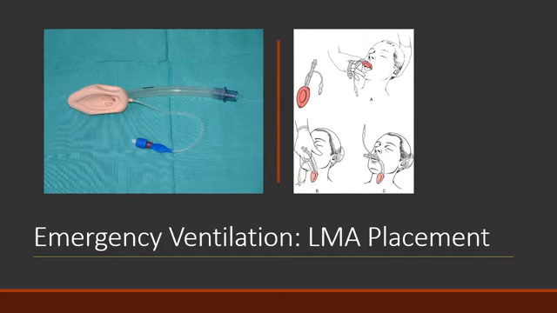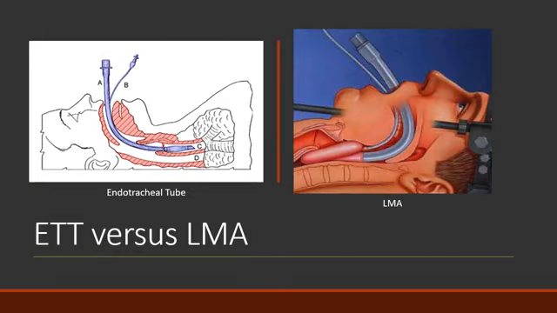So here we can see an LMA placement in terms of how it's placed. You can see the aperture bars face towards the vocal cords. Essentially what you do is you slide the LMA horizontally along the hard and soft palate, and you push it down the throat with your finger. Once it's in place, you inflate the balloon, and then you hook it up to the circuit, and you should be able to ventilate the patient.